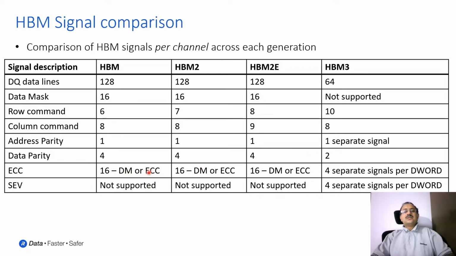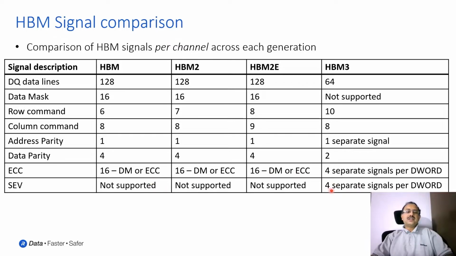ECC. So ECC was actually provided in the way that there was an extra signal which was a multiplex between the data mask. So it could be used either as a data mask or as the ECC. Now what has happened is that there is a need for it. Since the data mask has been removed, the need is to have a dedicated ECC. In addition to that, on-die ECC has been introduced from HBM3, which was not there in the previous generations. And the severity was not there in the old generations.